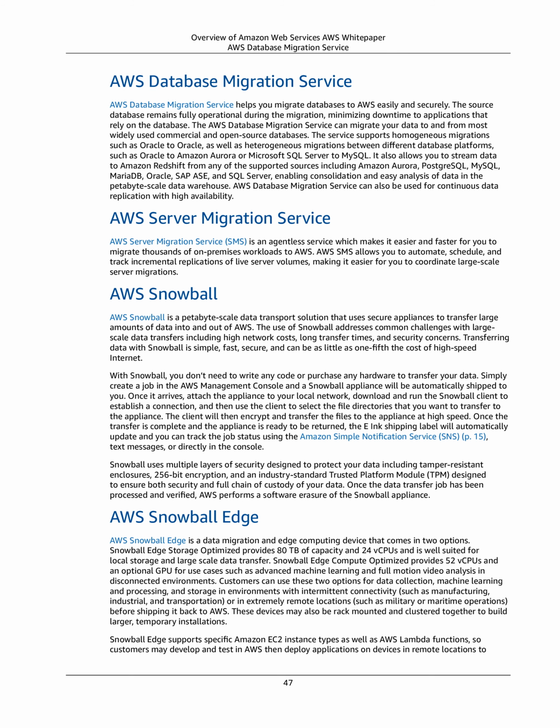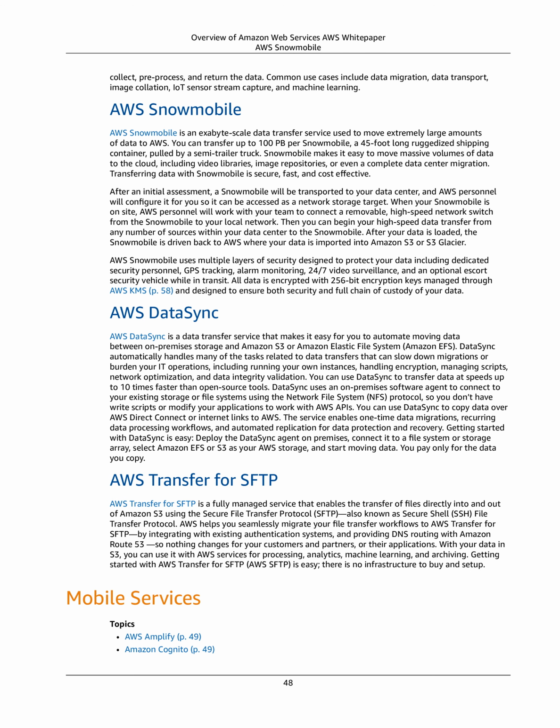Snowball Edge supports specific Amazon EC2 instance types as well as AWS Lambda functions, so customers may develop and test in AWS then deploy applications on devices in remote locations to collect, pre-process, and return the data. Common use cases include data migration, data transport, image collation, IoT sensor stream capture, and machine learning.